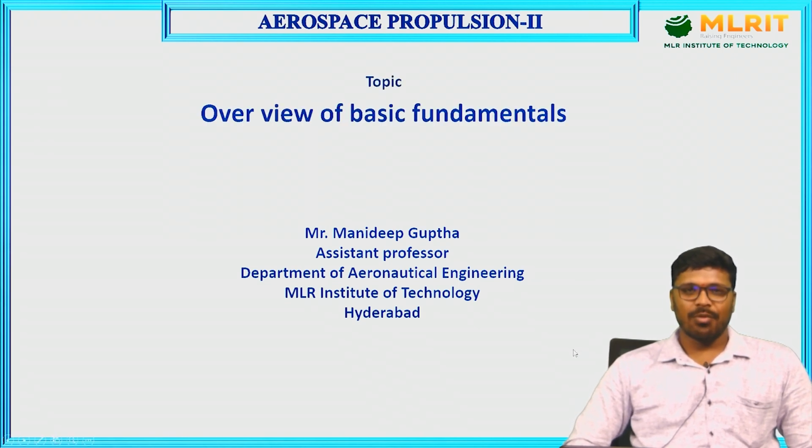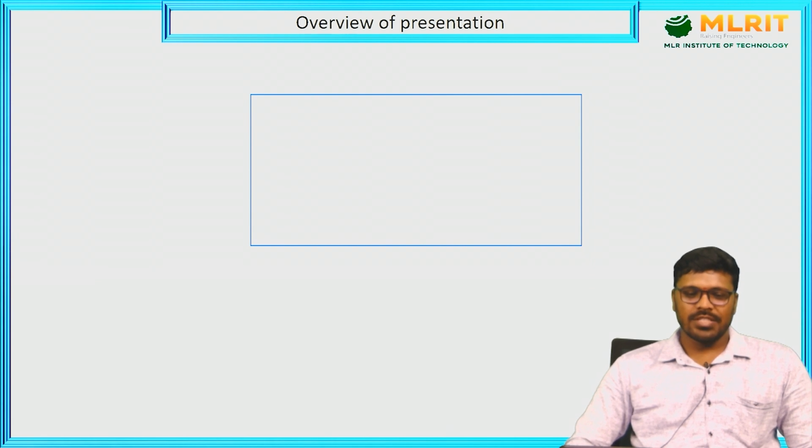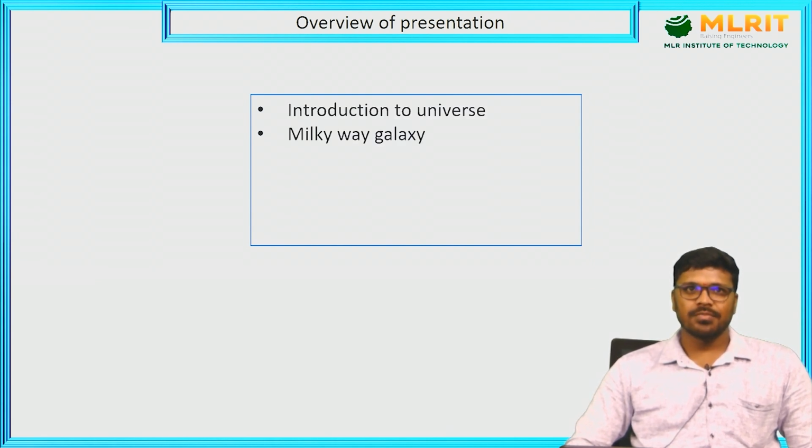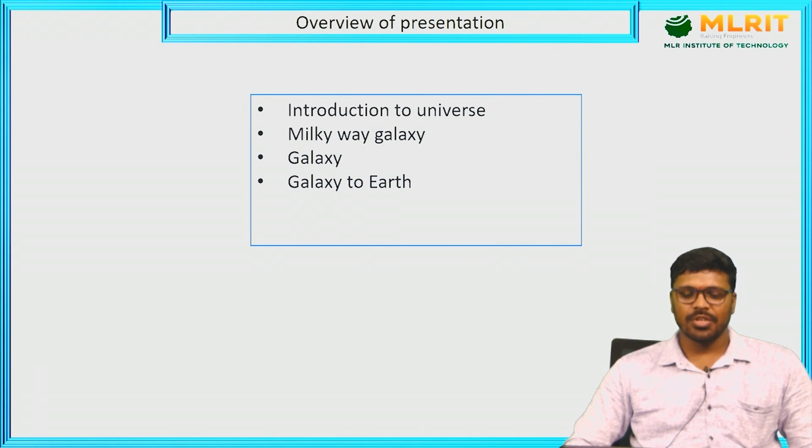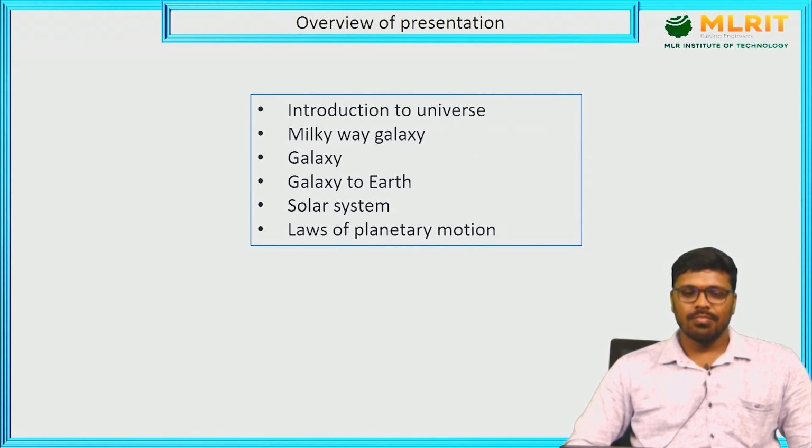In this, I am going to give an overview of basic fundamentals which are essentially required to understand the Aerospace Propulsion 2 subject. So, coming to today's overview of the presentation, we are going to discuss the introduction to the universe, Milky Way, what is a galaxy, the way Earth is evolving, the position of Earth in the galaxy, the solar system, and the laws of planetary motion. These are the topics which we are going to discuss today in a brief manner.